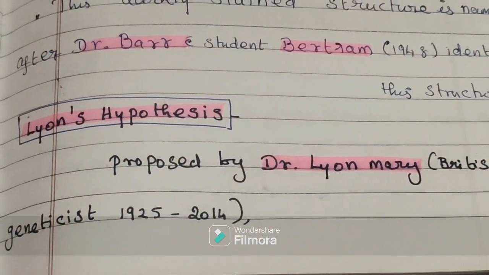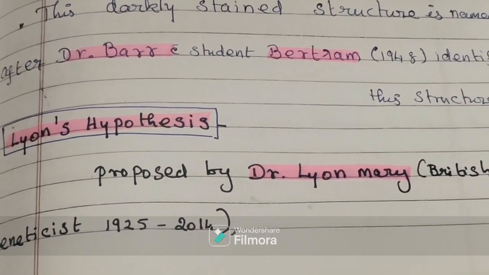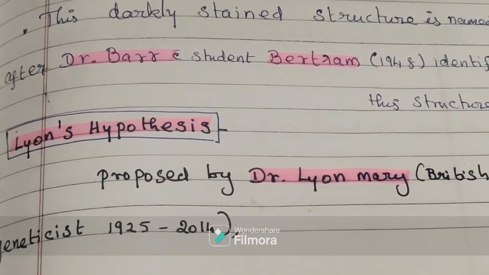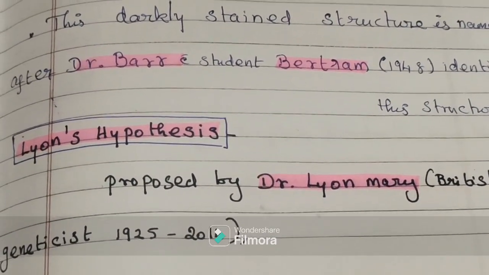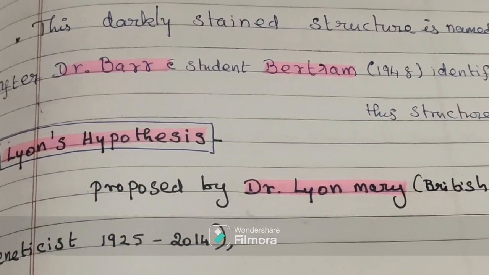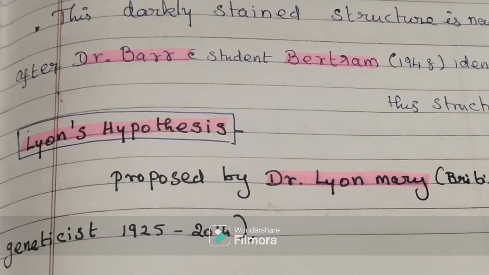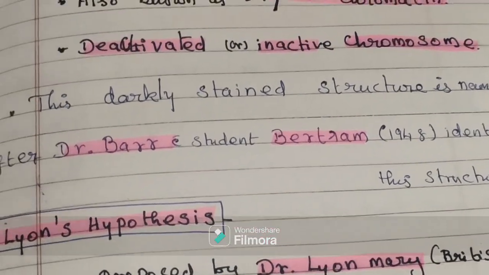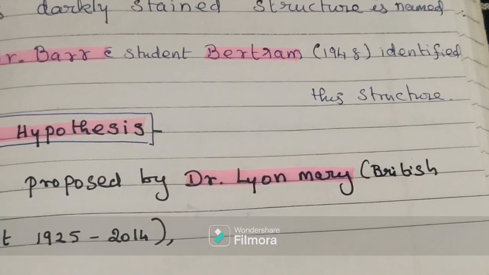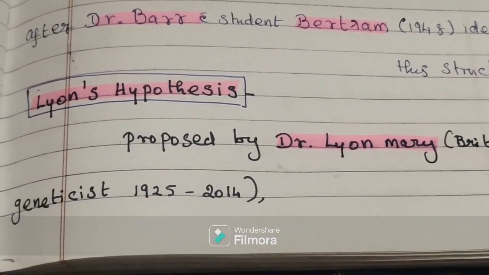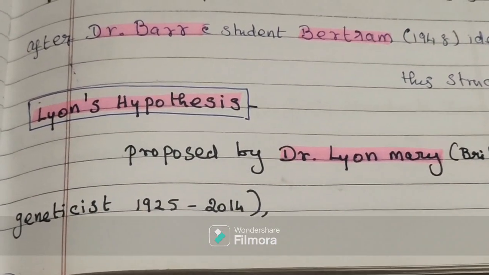Now we need to understand why there is inactivation of the X chromosome. To understand this, let us see what Lyon's hypothesis is. Lyon's hypothesis was proposed by Dr. Mary Lyon, a British geneticist, 1925 to 2004.